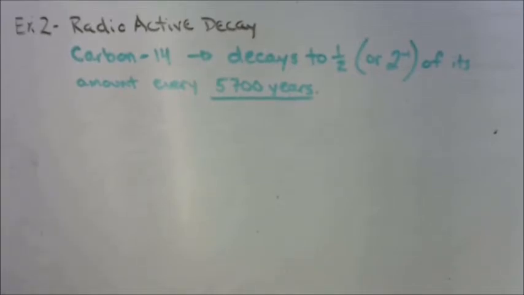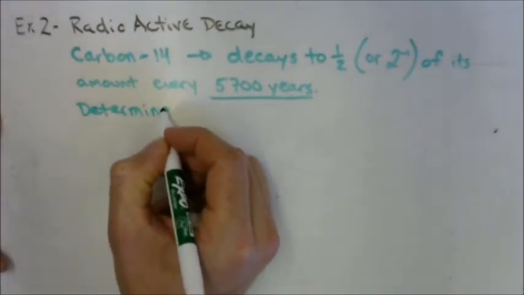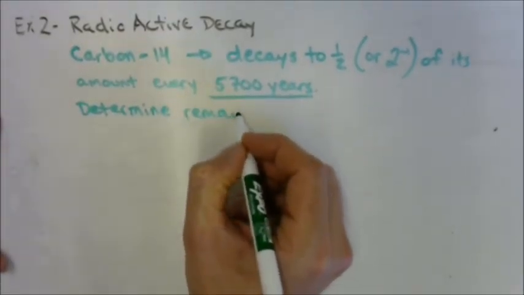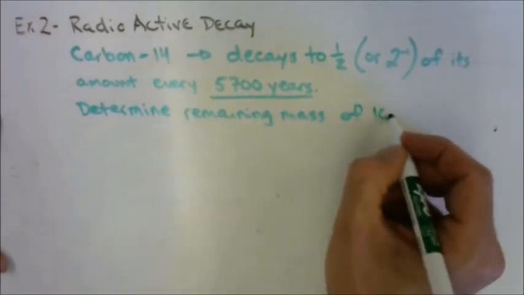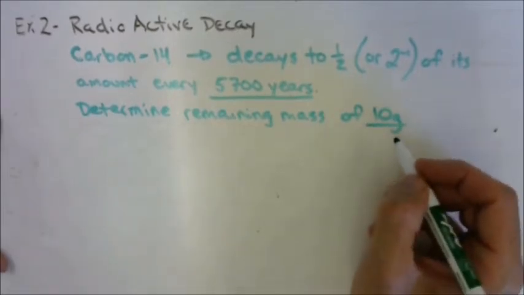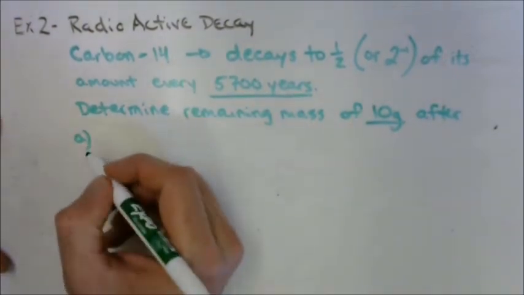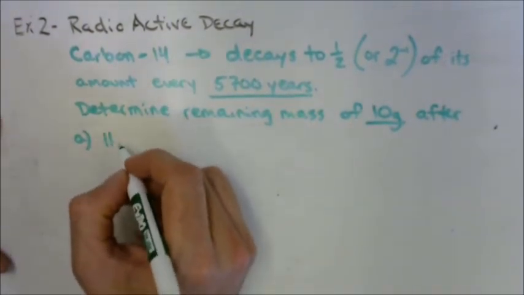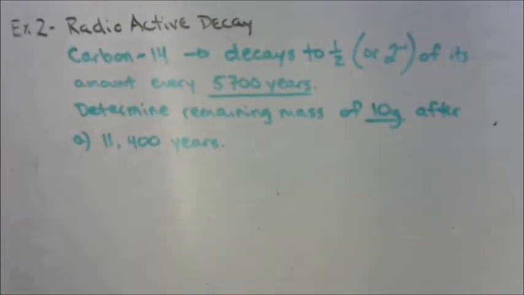Our question is to determine the remaining mass of 10 grams of carbon 14 after a certain amount of time. So we know how much we're starting with: 10 grams after A, 11,400 years. Okay, well, let's look at this.